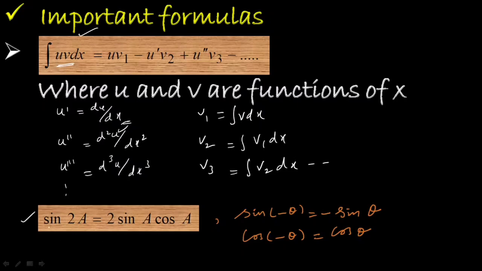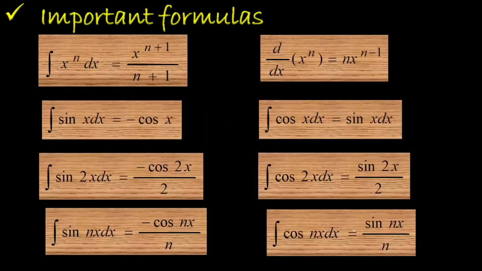And one more thing you have to remember is sin 2a is equal to 2 sin a cos a. This is a trigonometric formula you know already. And sin of minus theta is nothing but minus sin theta and cos of minus theta is nothing but cos theta. The next important formula is the basic formula of integration and differentiation that you know already. That is integral x to the power n dx is equal to x to the power n plus 1 divided by n plus 1, whereas differentiating x to the power n with respect to x gives you n x to the power n minus 1.